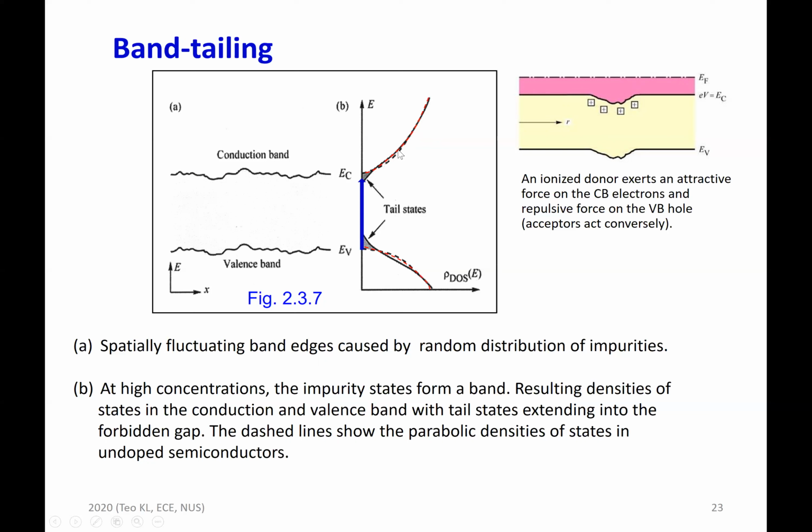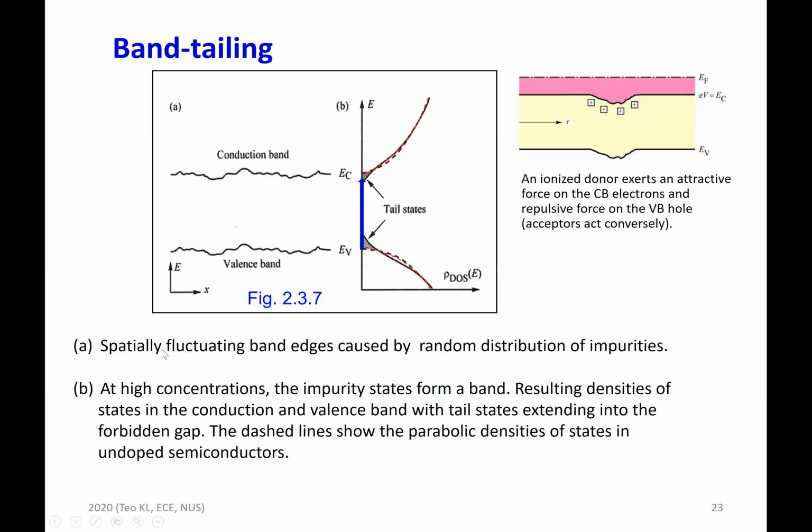But because of this band tailing, the density of states actually tails into the band gap. From here to here is the band gap, but now your conduction band tails into the band gap. And for the valence band, the density of states also tails into the band gap. These are the band tails. Band tailing is due to the spatial fluctuation of the band edges. Remember, when you plot two straight lines, you are plotting energy against x, and x is real space, so it is spatially fluctuating. When you plot E as a function of density of states, you are plotting E as a function of k, and k is in momentum space. So this is a momentum space energy diagram, and this is a spatial energy diagram.